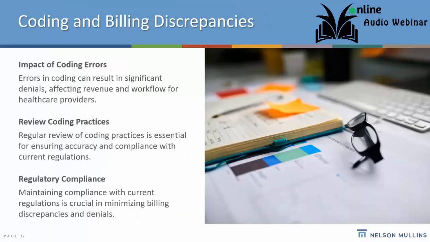Now, coding and billing discrepancies. Errors in coding can result in significant denials, affecting revenue and workflow for healthcare providers. Now, ICD, CPT, and HCPCS updates must be reflected in these internal audits. Staying compliant means keeping staff trained, documentation aligned, and systems updated to avoid costly discrepancies. Best practice is to implement real-time coding.